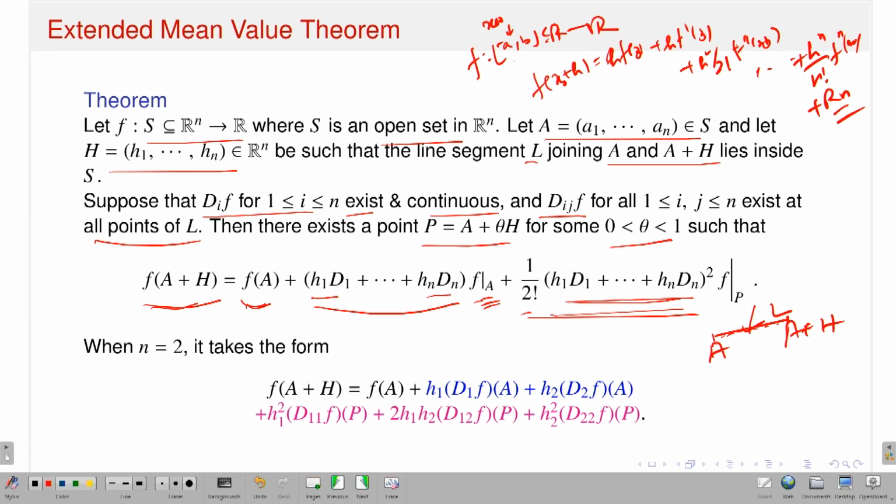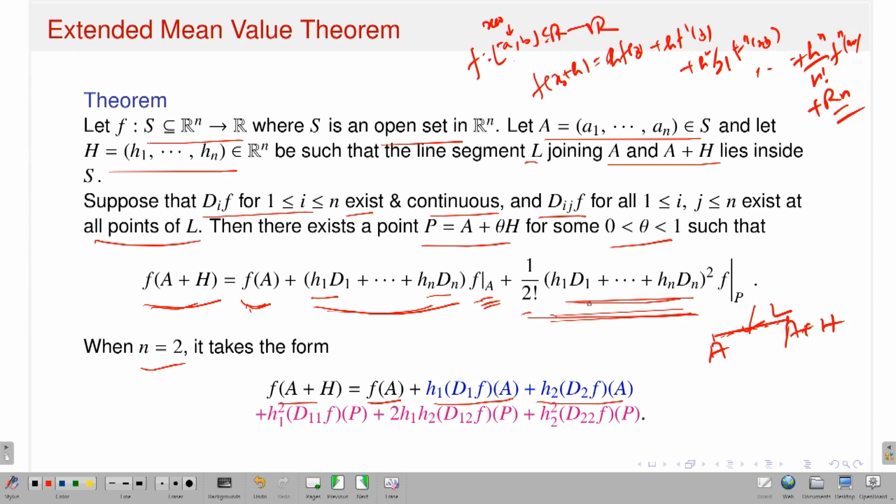If you remember the earlier one, I had only the first order. Here the second order is coming, which is why it is called the extended mean value theorem. If I take n equal to 2, then f of a plus h is f a, that is the first term. The second one is what? I have two partial derivatives, right? So that means h1 d1 of f at a plus h2 d2 of f at a.